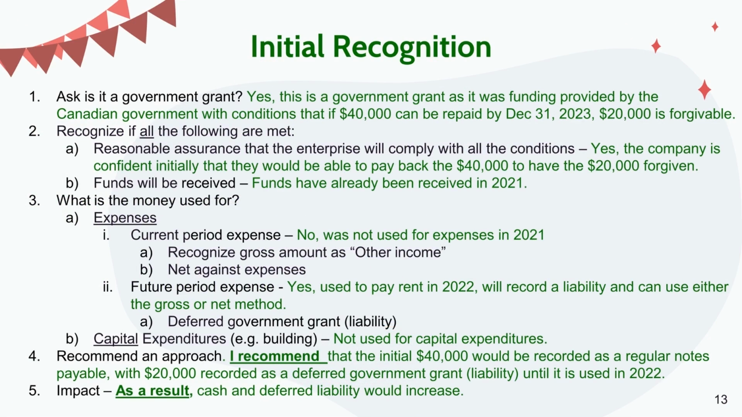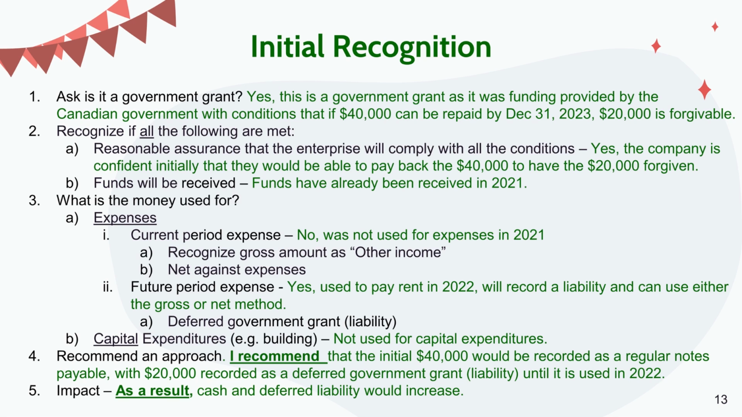So now using the template, let's go through how we should initially recognize this transaction. First, we ask ourselves, was this a government grant? And the answer is yes. This is a government grant as it was funding provided by the Canadian government with the condition that if $40,000 can be repaid by December 31st, 2023, then $20,000 can be forgiven. So now let's see if we need to actually recognize this government grant. And we do that if all of the following are met.